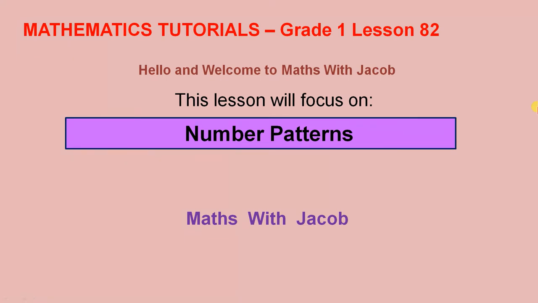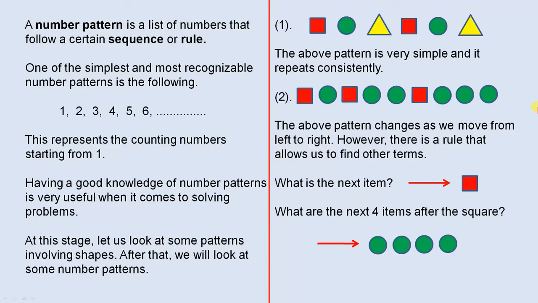This lesson will focus on number patterns. A number pattern is a list of numbers that follow a certain sequence or rule. One of the simplest and most recognizable number patterns is the following: 1, 2, 3, 4, 5, 6 and so on. This represents the counting numbers starting from 1. Having a good knowledge of number patterns is very useful when it comes to solving problems.